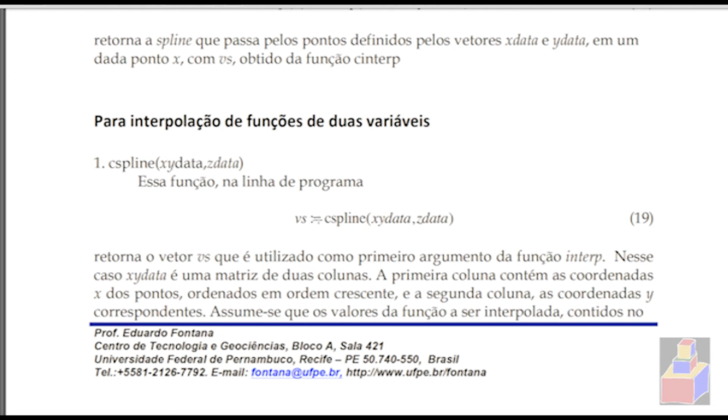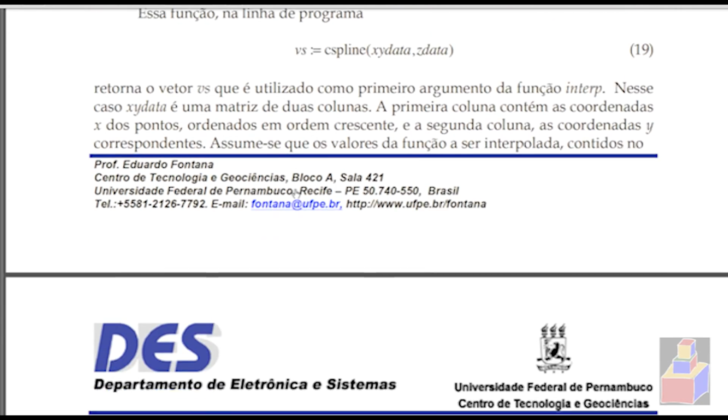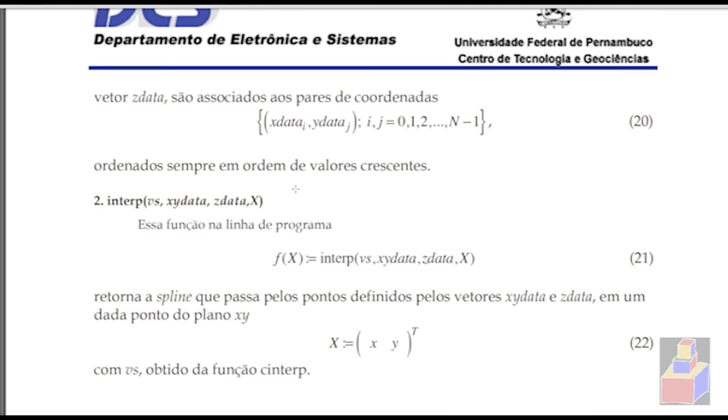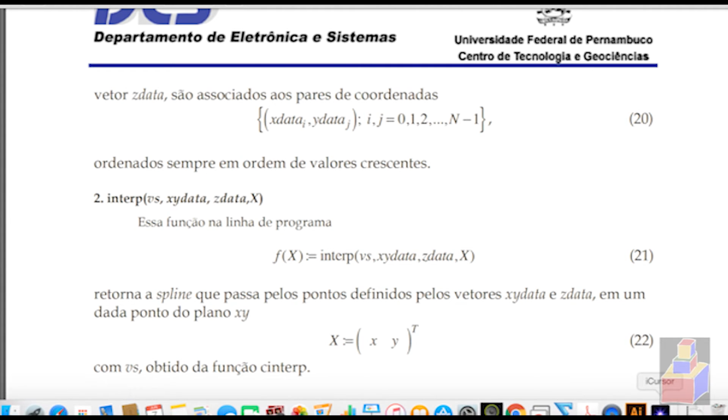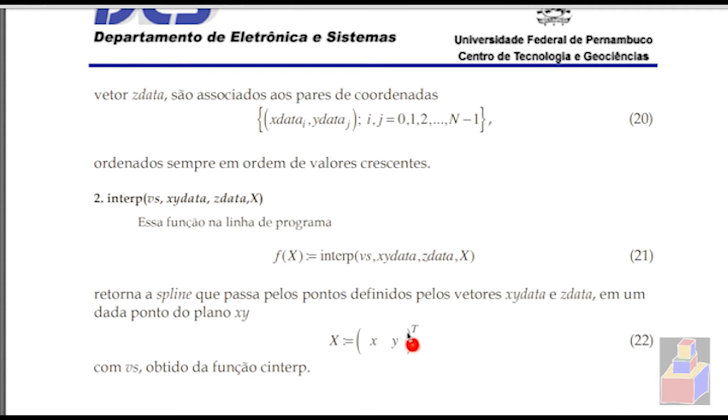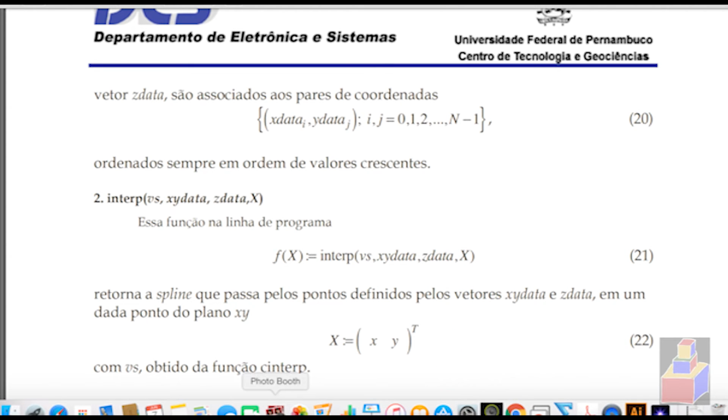So this is the same syntax as the one-dimensional case. Use this vs to call a function interp, which has vs as the first argument, xy data, which are the x and y two-column matrix, z data are the corresponding z values, and x is a vector in the plane. So x is xy transposed. So we call the function of two variables in this way. So we have an interpolation in two dimensions. I'm just showing you a quick example.